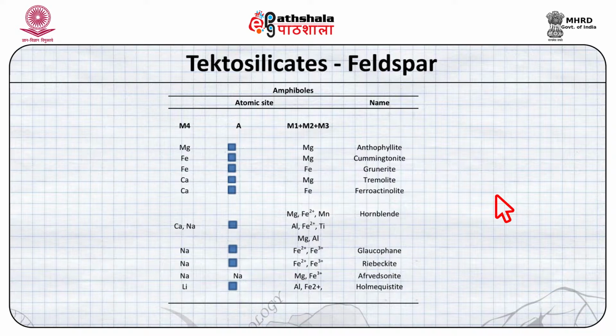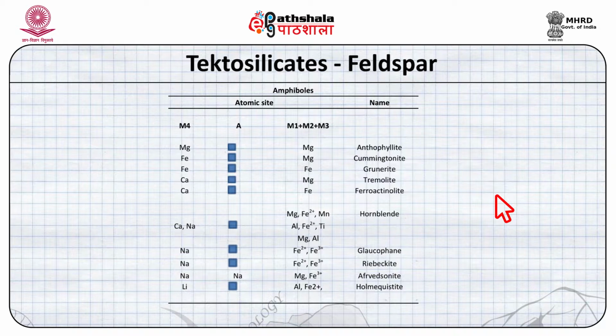In tremolite, the M4 site is occupied by calcium and the M1, M2, M3 sites are occupied by magnesium, and the A site is vacant. And in ferroactinolite, the M4 site is occupied by calcium and the M1, M2, M3 sites are occupied by iron. In case of hornblende, the M4 site is occupied by some amount of sodium besides calcium. The A site is more or less vacant, and in the M1, M2, M3 sites there are significant substitutions of Mg, Fe, Mn, Al, ferric iron, and titanium.